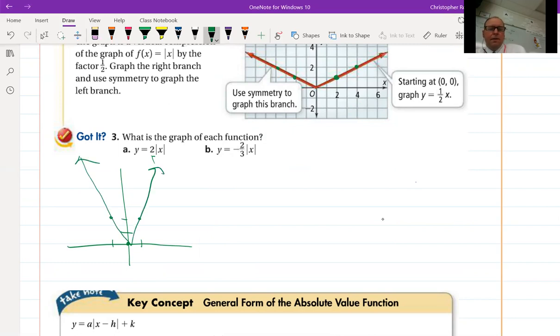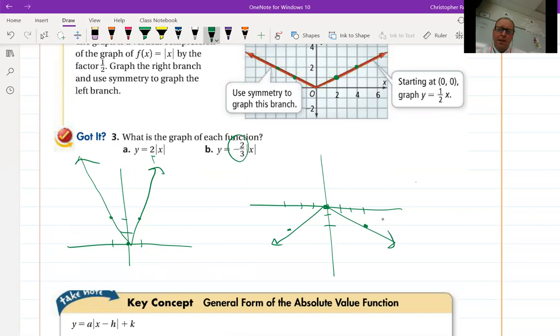Okay, what about -2/3? Again, 0, 0 is my beginning point. I'm going to go down 2 and over 3, and its reflection. So down 2 and to the left 3. All right, I missed my point, but you get the idea.